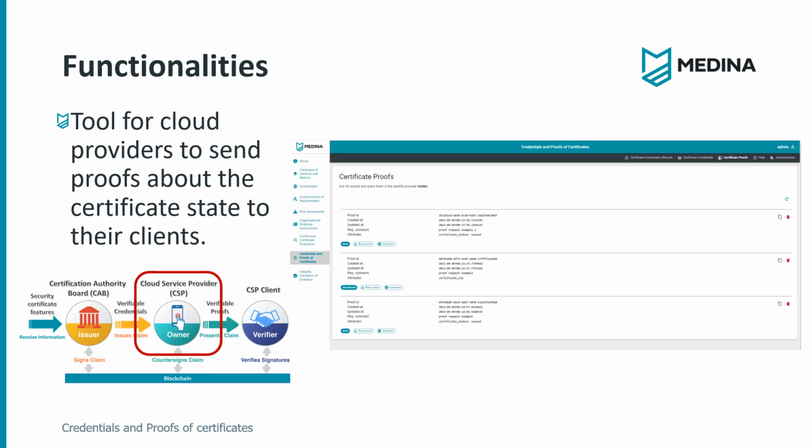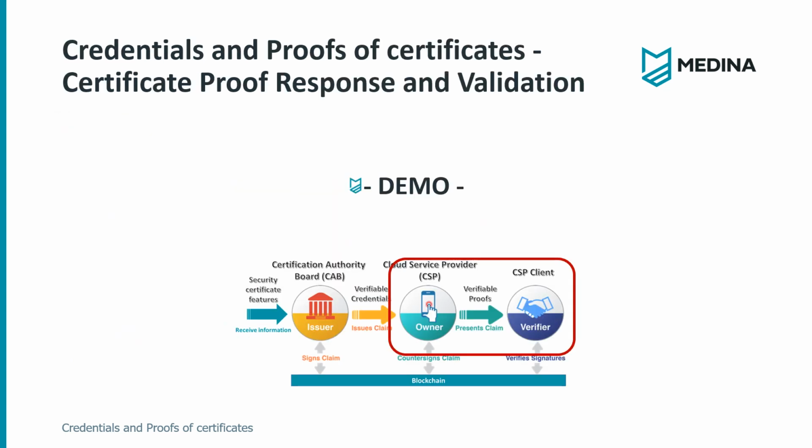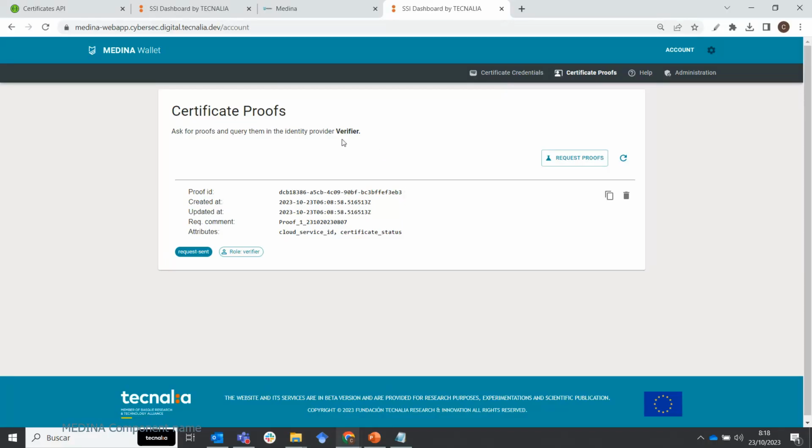Finally, when the proof request is received in the cloud service provider, it automatically answers accordingly, and sends the proof response to the verifier. This proof response is received and verified against blockchain for security reasons. Let's see the demo of this final process then. Once the proof request has been made by the verifier, we will see the request we have just done in the verifier, and the request has been sent.